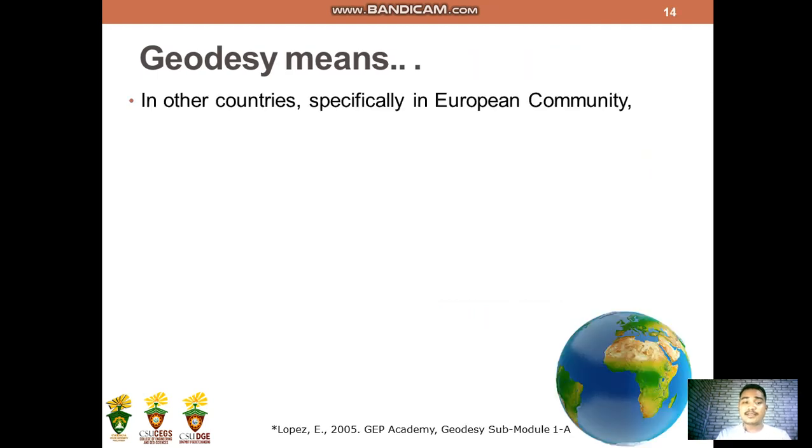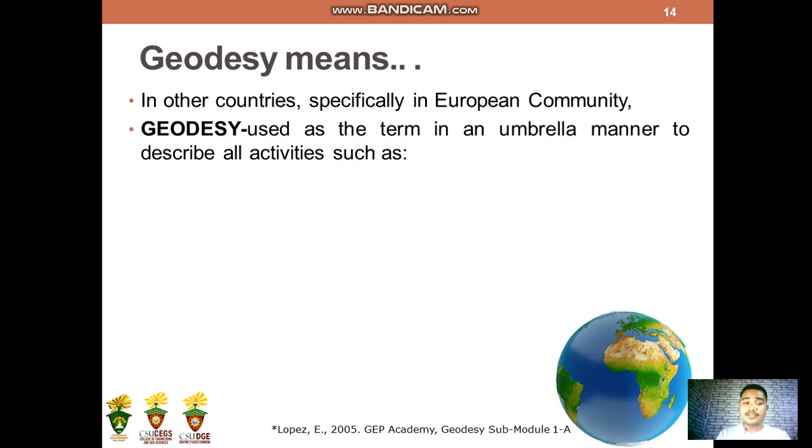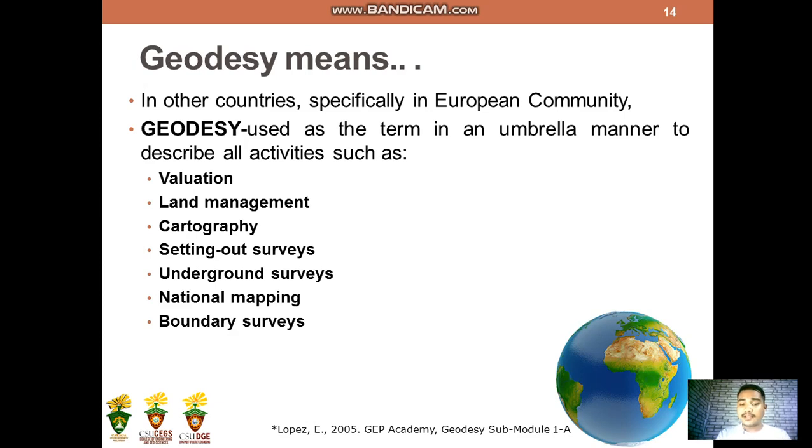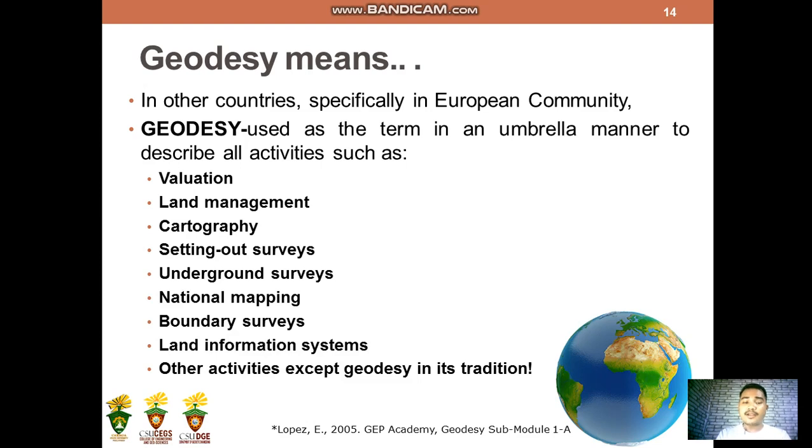In other countries, specifically in the European community, Geodesy is used as an umbrella term to describe all the activities like land valuation, land management, cartography or the art of map making, setting out surveys like Aztec surveys, route surveys, underground surveys like mine surveying, national mapping, boundary surveys or property surveys, land information systems, and all other activities except Geodesy in its tradition.